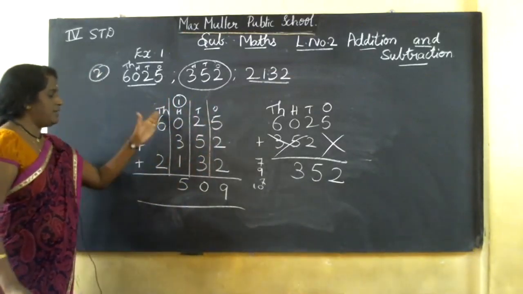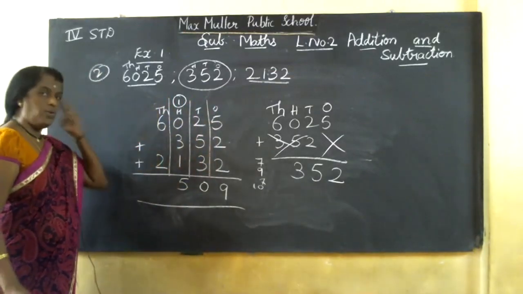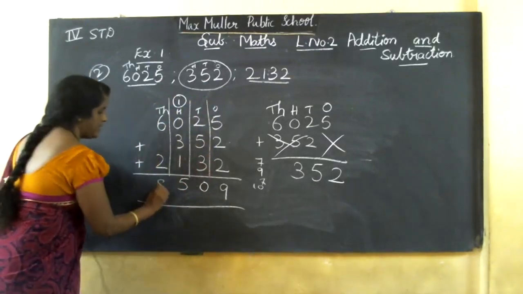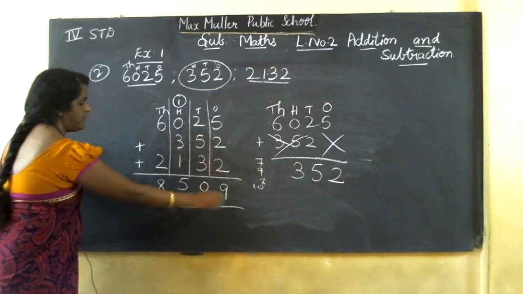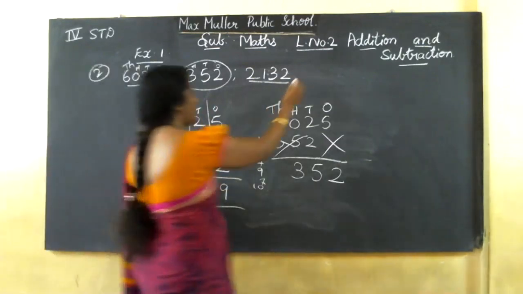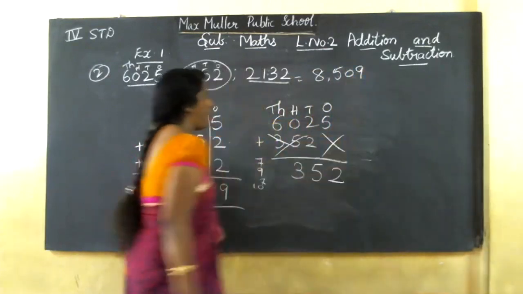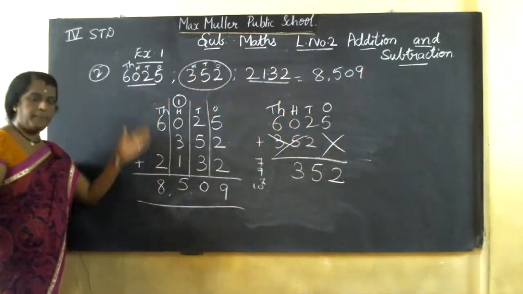So, when you count only these two, 6 in the mind, 2 on my finger. After 6, 7, 8. So, you got 8,509. Your answer is 8,509. You should copy like this.